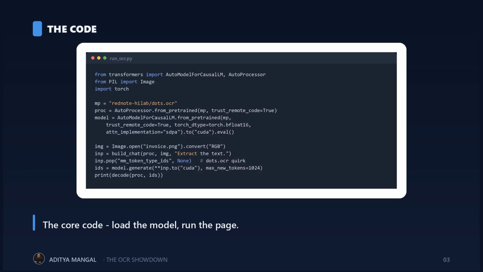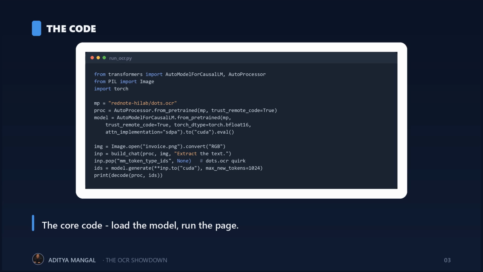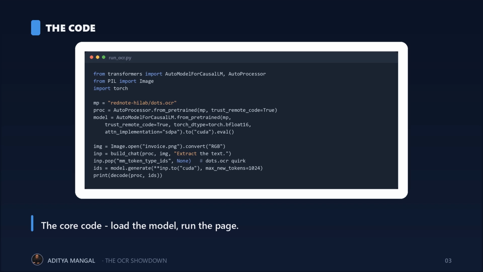You load it with trust remote code on transformers 4.51 and bfloat16 with SDPA attention. One quirk to know: you pop that in token type IDs field before generating, or it throws an error. Then you call generate. Dots.ocr is a 3 billion parameter model built specifically for structured document parsing, and that focus shows up directly in what it returns.